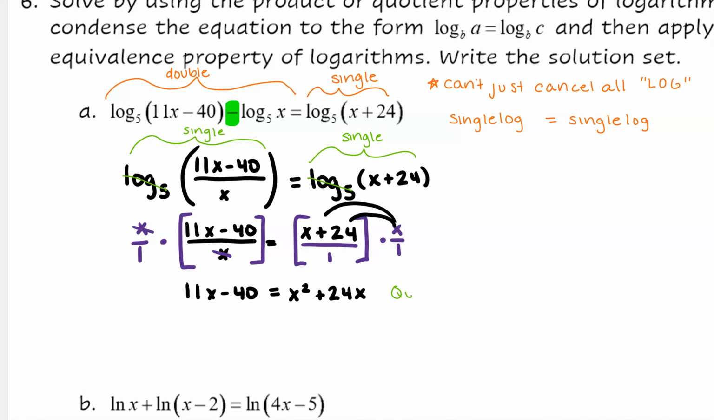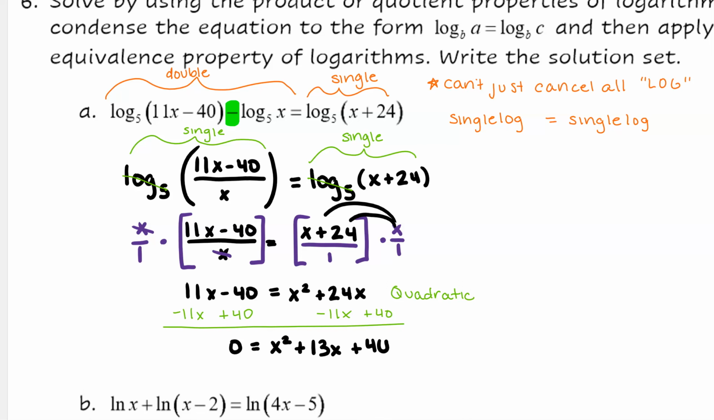This is quadratic. And there's lots of ways to solve a quadratic equation, but two of the best ways are factoring or quadratic formula, both of which start with 0 on one side. So I need to get 0 on one side. I'm going to subtract 11x, and I'm going to plus 40. That gives me 0 equals x squared plus 24x minus 11x makes 13x, and then plus 40.